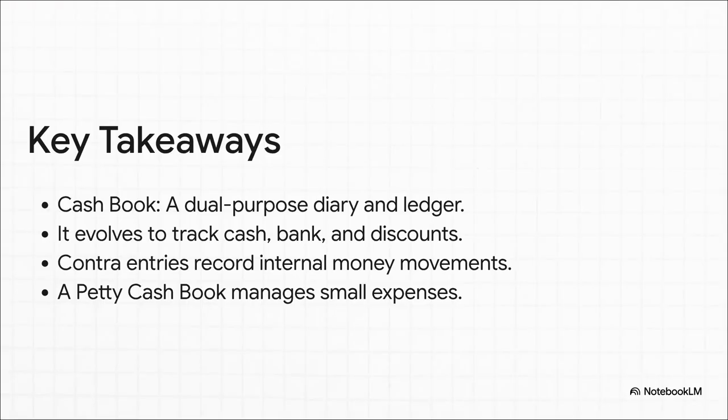So, let's do a super quick recap. We've seen that the cash book is this unique hybrid. It's both a daily diary and an official ledger. We saw how it evolves from a simple cash-only book to the powerful three-column version that tracks cash, bank, and discounts. We figured out contra entries for those internal money transfers, and we saw how a petty cash book is the smart way to handle all those small expenses.